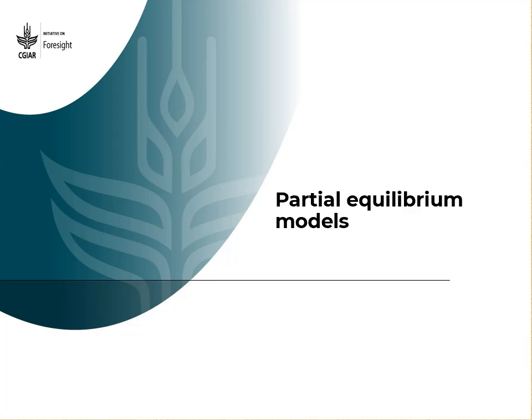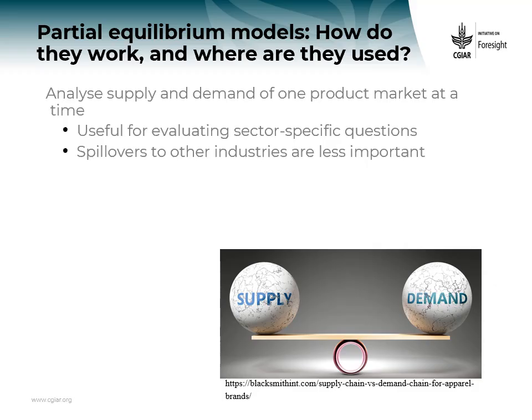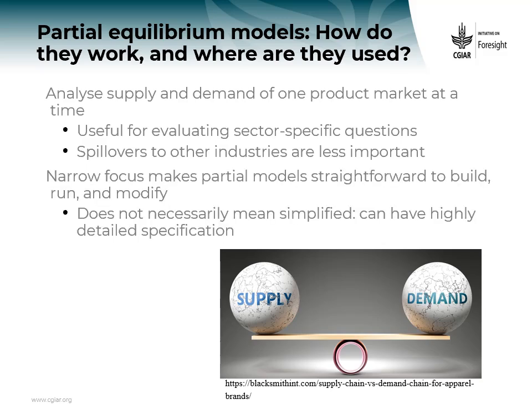We'll now spend some time discussing the partial equilibrium models. First, we will look at how these type of models work and where they are used. Partial equilibrium models tend to analyze supply and demand of one commodity market at a time. This is useful in evaluating sector-specific questions, where spillovers to other parts of the economy are less important. The narrower focus on a sector makes partial models more straightforward to build, run, and modify. This does not necessarily mean that with the simplification comes highly detailed specifications.